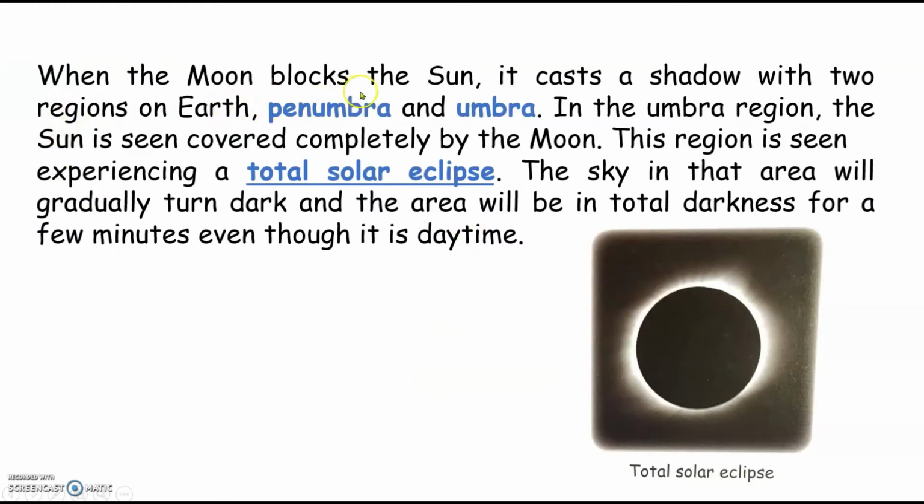When the moon blocks the sun, it casts a shadow with two regions on earth, penumbra and umbra. In the umbra region, the sun is seen covered completely by the moon. This region is seen experiencing a total solar eclipse. The sky in that area will gradually turn dark and the area will be in total darkness for a few minutes even though it is daytime.